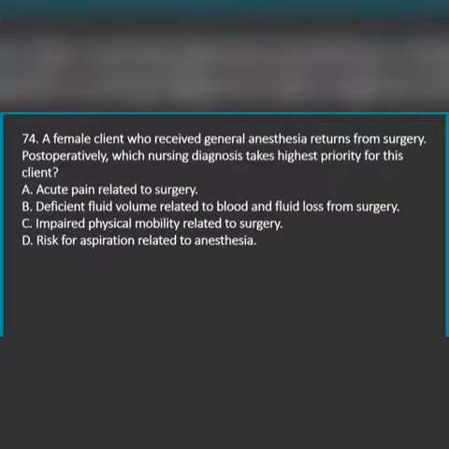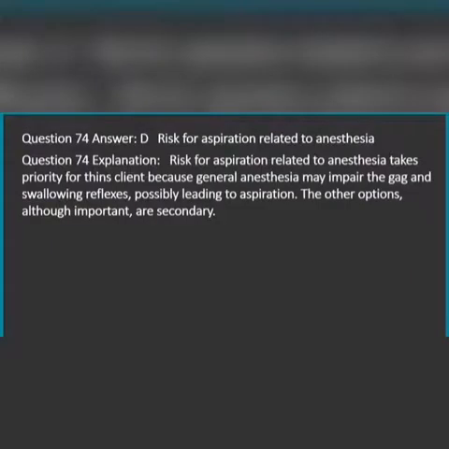Question 74. A female client who received general anesthesia returns from surgery. Postoperatively, which nursing diagnosis takes highest priority for this client? A. Acute pain related to surgery. B. Deficient fluid volume related to blood and fluid loss from surgery. C. Impaired physical mobility related to surgery. D. Risk for aspiration related to anesthesia. Question 74 Answer. D. Risk for aspiration related to anesthesia.